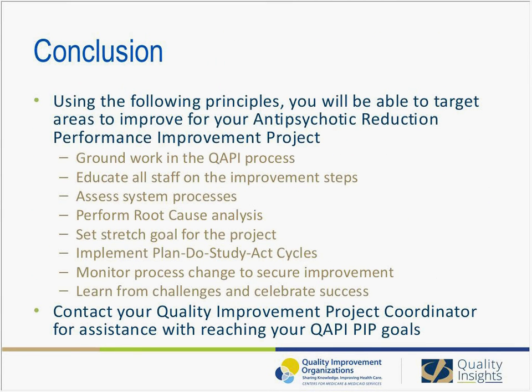So in conclusion for this quick guide, make sure you're using the following principles. Make sure everything that you do follows that QAPI process. Educate all the staff, not just the team members, but all the staff on the improvement process. Assess your system, not people. Assess your policies, your procedures, the way you daily go about your business. Perform a root cause analysis. Set that stretch goal for the project. Make sure that your improvement model follows that plan, do, study, act. Monitor process change to secure improvement, data track over time. Learn from your challenges and celebrate those successes. And don't forget to contact myself or your quality improvement project coordinator for assistance in these performance improvement projects.